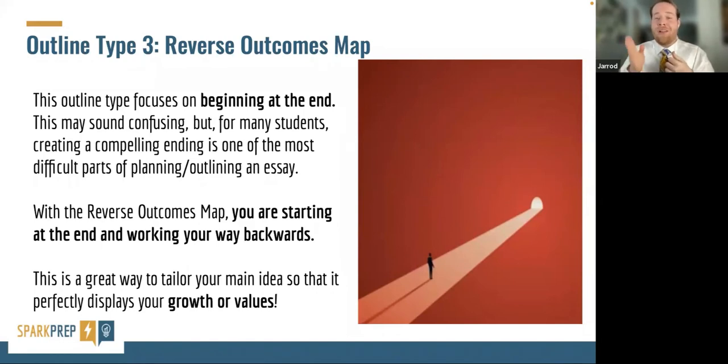With this visual, very frequently students can see the ending, but they're trying to figure out how to get there. So with a reverse outcomes map, you're starting at the end and working your way backwards. This is a great way to tailor your main idea so that it perfectly displays your growth or values.